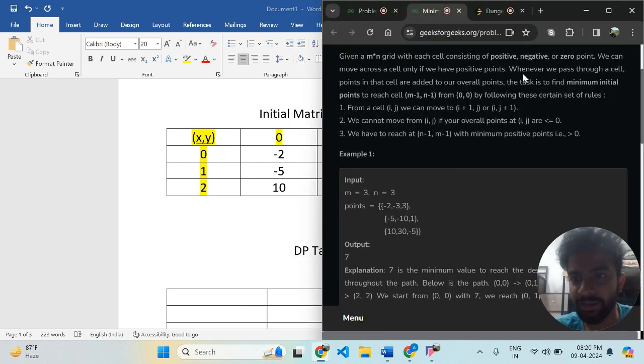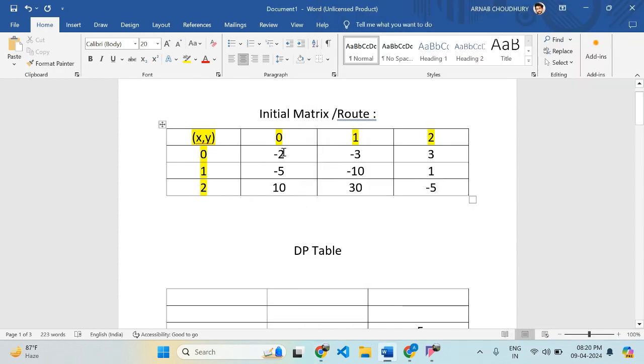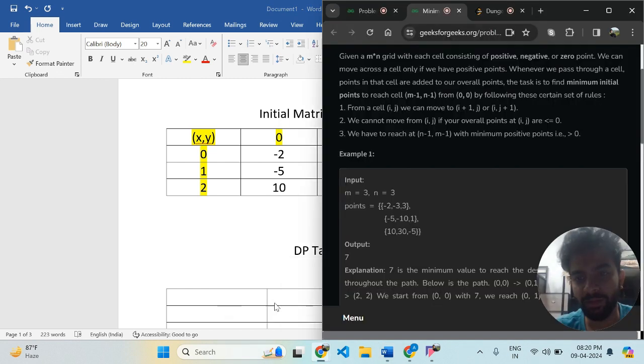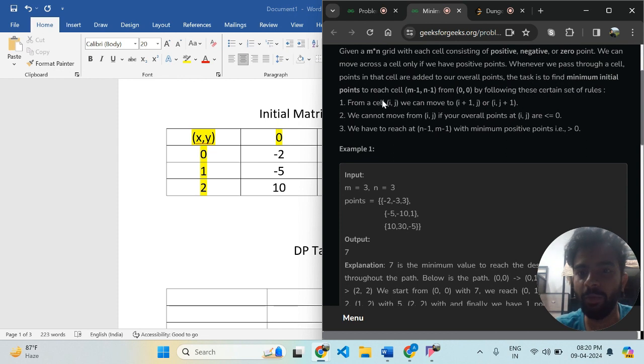Next, whenever we pass through a cell, the cell values are added to our overall points. Suppose we are finding the shortest route to this particular cell. We take the current cell plus the most optimized solution between the two adjacent cells. This is how we are going to calculate the route. Next, our task is to find the minimum initial points to reach m minus 1, n minus 1 from 0, comma 0.